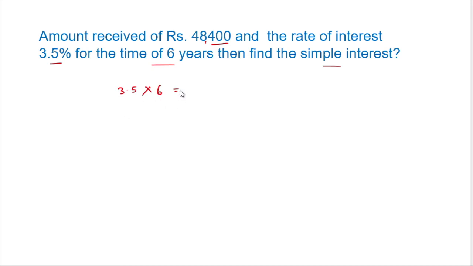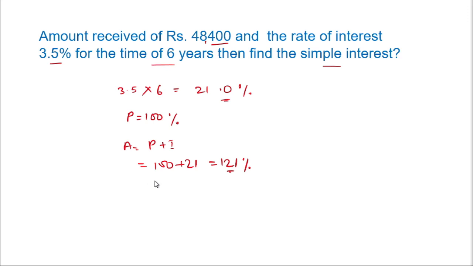If we simplify, it will become 6 5s are 30, point, remaining 3, 6 3s are 18 and 3, 21%, that is in percentage, 21%, that is the interest. And we know the principal is 100%. So here the amount will be principal plus interest, that is 100 plus 21, that is 121%. So if we take out the value of 100%, that will be our principal.